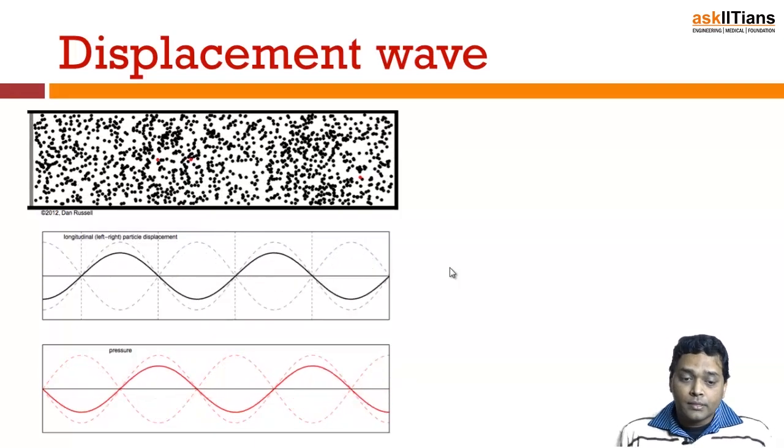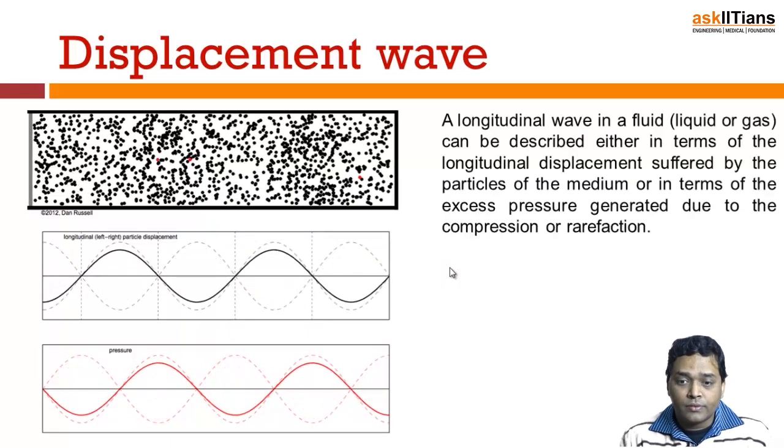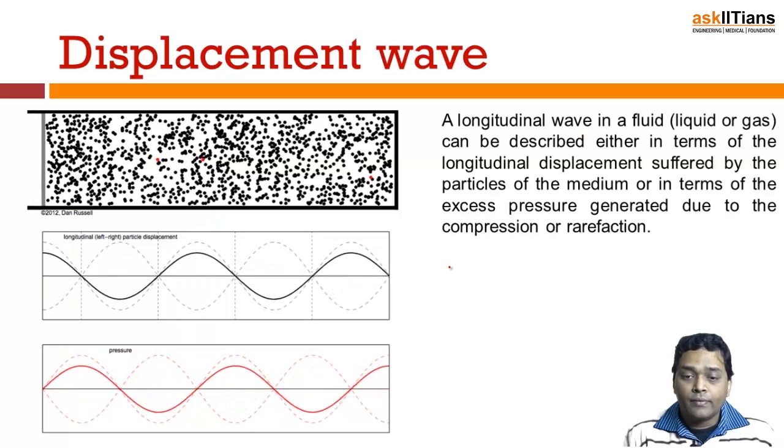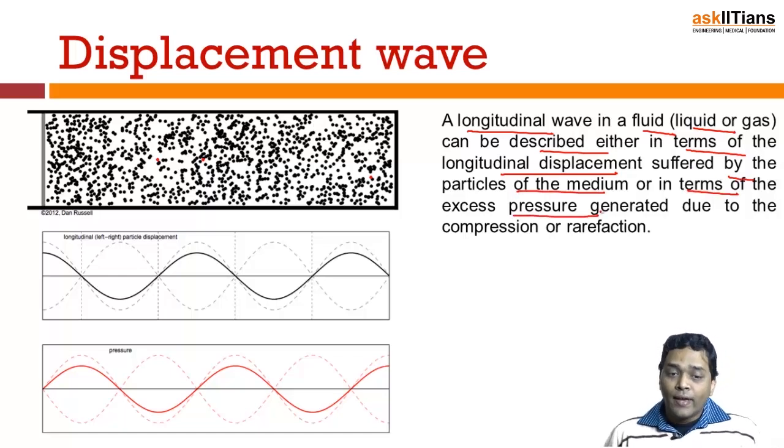So when we are talking about a displacement wave, as you can see, these are the ones which represent displacement waves. So what exactly is a displacement wave? Let me explain. A longitudinal wave in a fluid, that is liquid or gas, mind you, we are not talking about solids, can be described either in terms of the longitudinal displacement suffered by the particles or in terms of the excess pressure. Because when the particles are moving from one point to the other, obviously some amount of pressure has to be exerted. As a result, there is going to be a difference in pressure. In some regions there is going to be high pressure, in other regions low pressure, right?